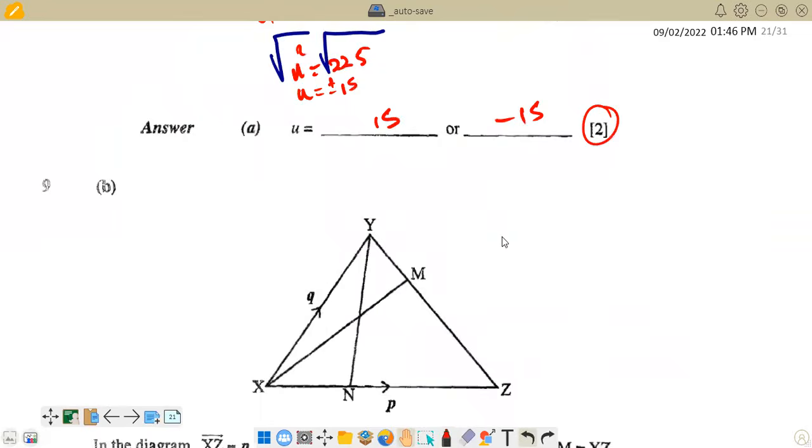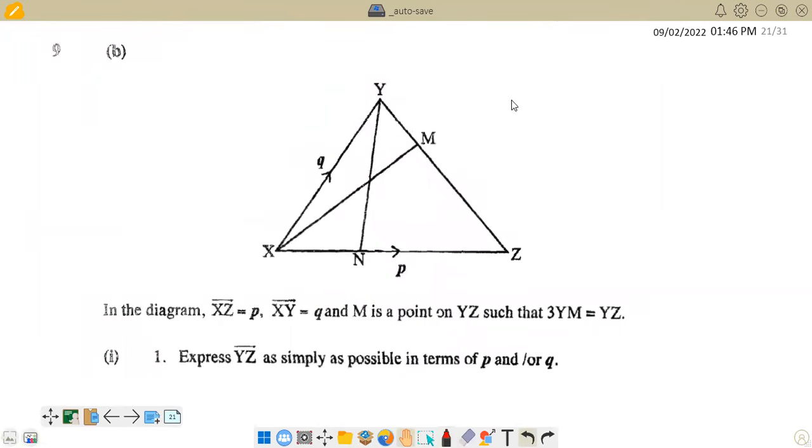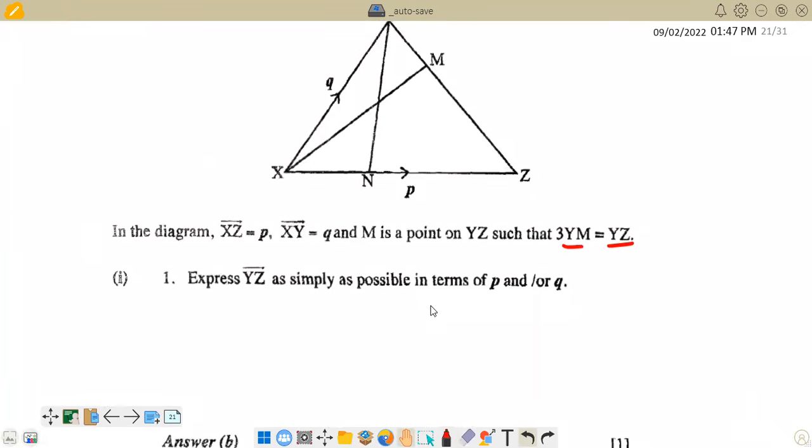As you can see, let's see the B part. We are given a vector again, but this one is actually a drawn diagram. From number 9, we are given that in the diagram, xz is p, that is x to z is p, xy is q, and we are given that 3ym is equal to yz. This is actually a ratio that you're given there, so you have to play around with that one. We are going to see it later on where we are going to use it and how to play around with that ratio.